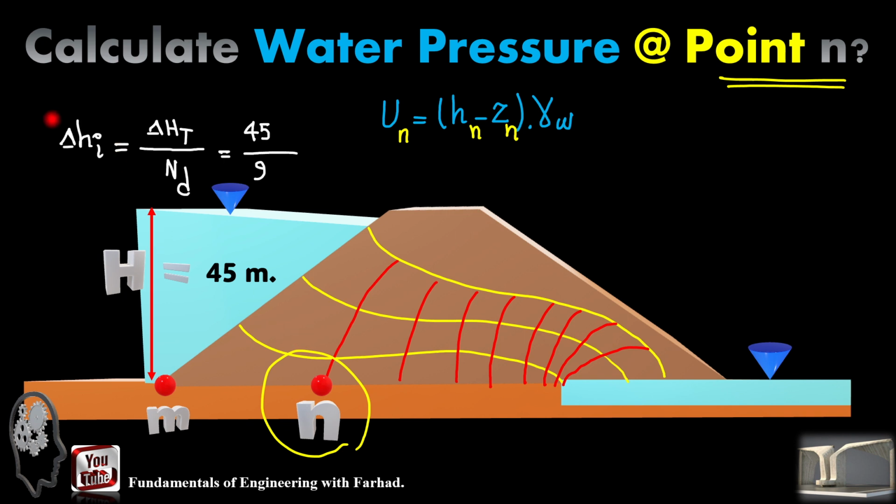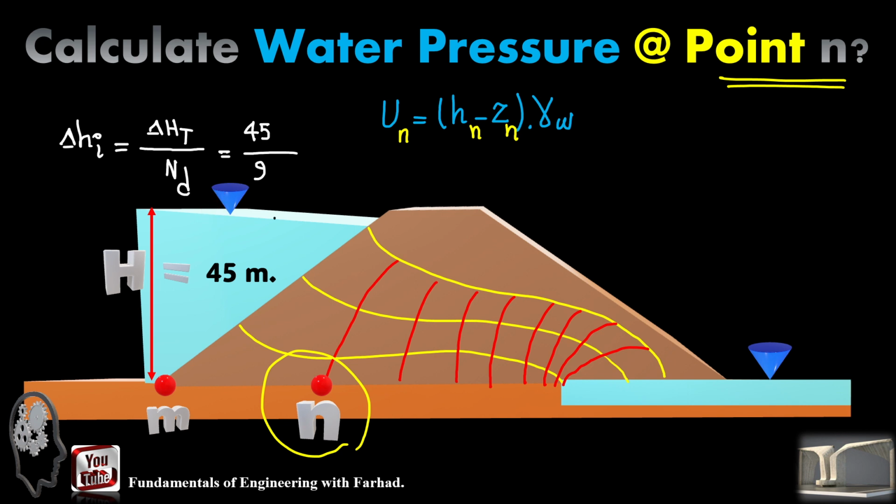To do so, first we need delta H_i. We have to calculate each of these drops, which is the total delta H over the number of drops. If you look at the upstream side, the height of water is 45. Downstream side it's 0, so we just consider our base here at the same elevation, equal to 0. So 45 minus 0 is 45 over the number of drops.